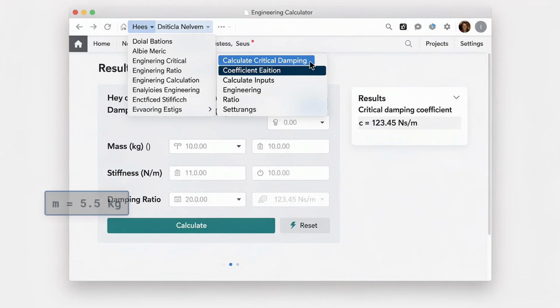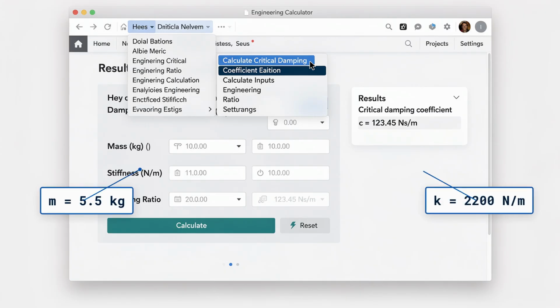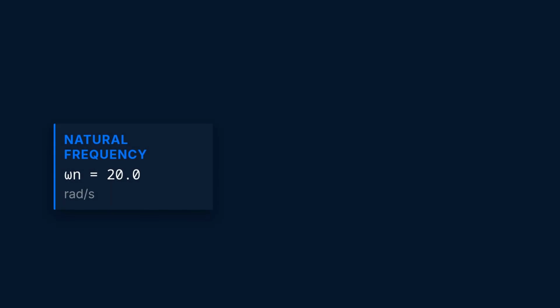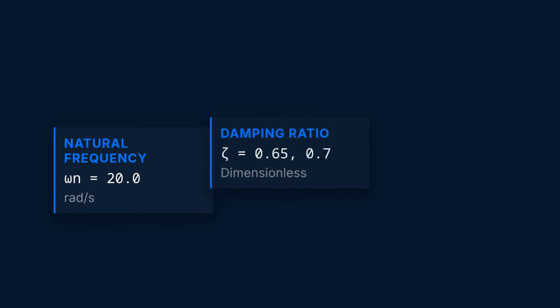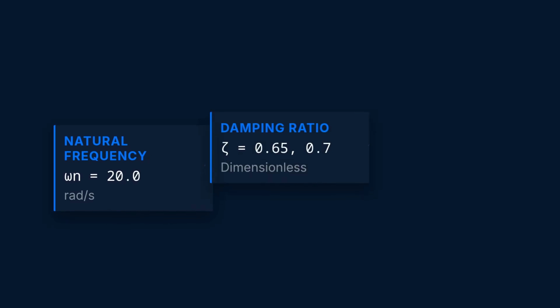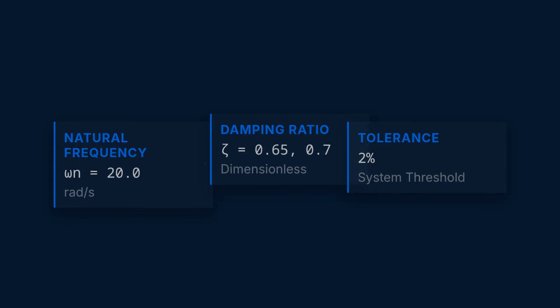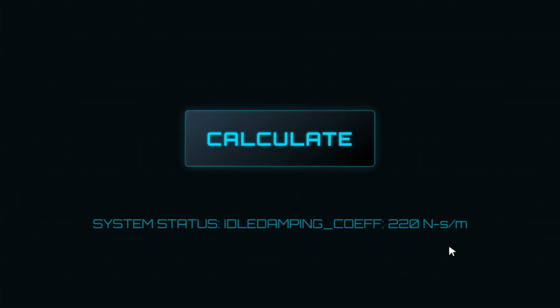Now for the input fields. We have mass M set to 5.5 kilograms, spring constant K at 2200 newtons per meter, and actual damping C at 180 newton-seconds per meter. There are additional fields for natural frequency omega n at 20.0 radians per second, damping ratio zeta at 0.65 and 0.7, tolerance percentage at 2%, and critical damping CC at 220 newton-seconds per meter.